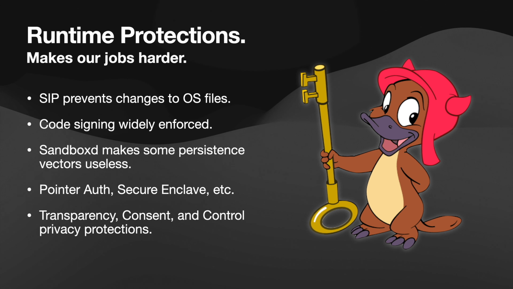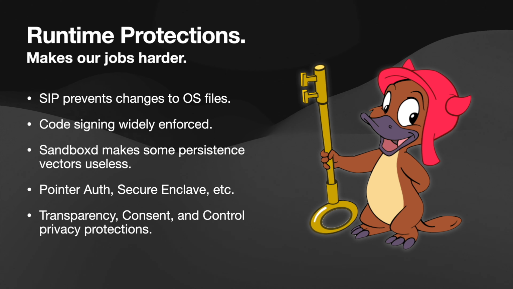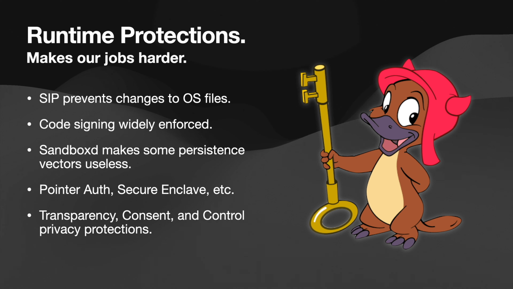Pointer authentication and the Secure Enclave assume a hostile user space. TCC, Transparency, Consent, and Control, is the privacy protections. And they limit where and what we can access at runtime. The Endpoint Security Framework is a more recent addition to macOS, and it's maturing pretty fast. It essentially gives vendors and anti-malware insight into events occurring on the system. So if you're deploying an anti-malware or endpoint security solution to your Macs, you should look into whether or not they're using ESF.